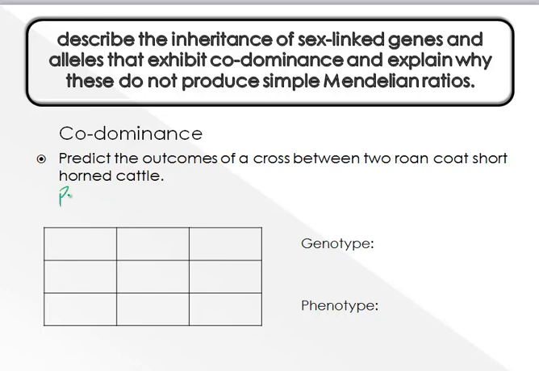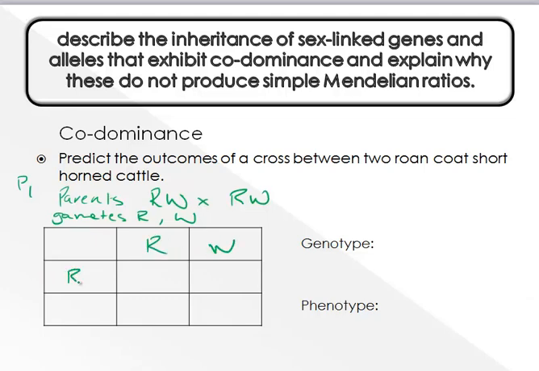So the parents, the P1 generation, would be RW by RW. They make gametes, which would be R and W. So let's place that in here. We do our cross, and we can see R and R, and an R and a W. In this one we can see an R, and to the side a W. And in this one we can see a W and a W.